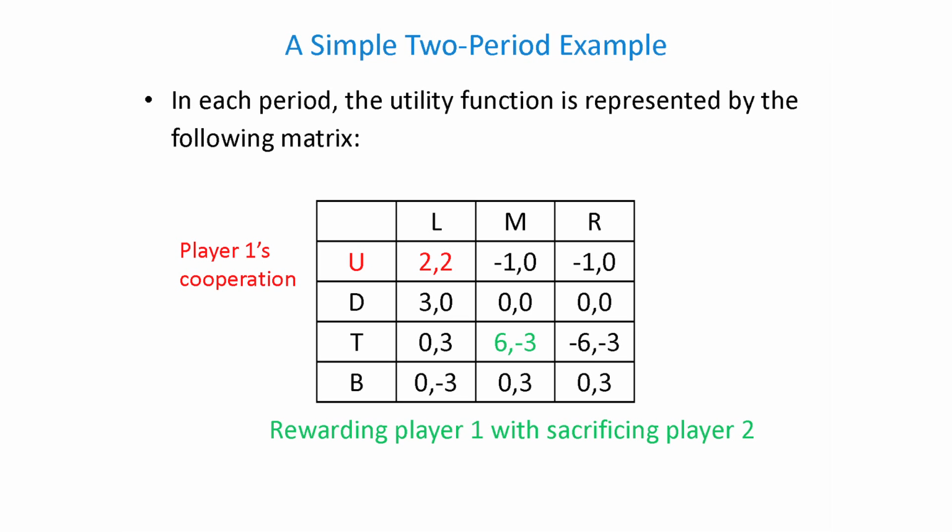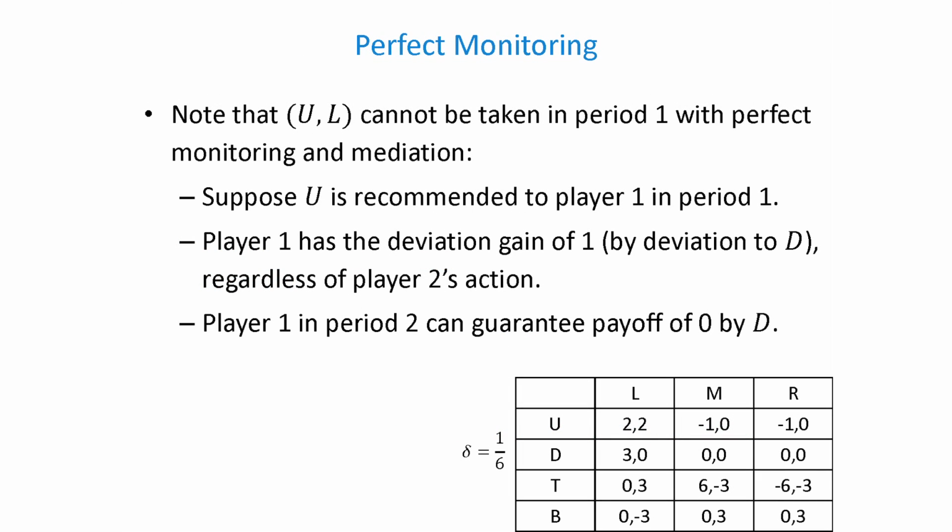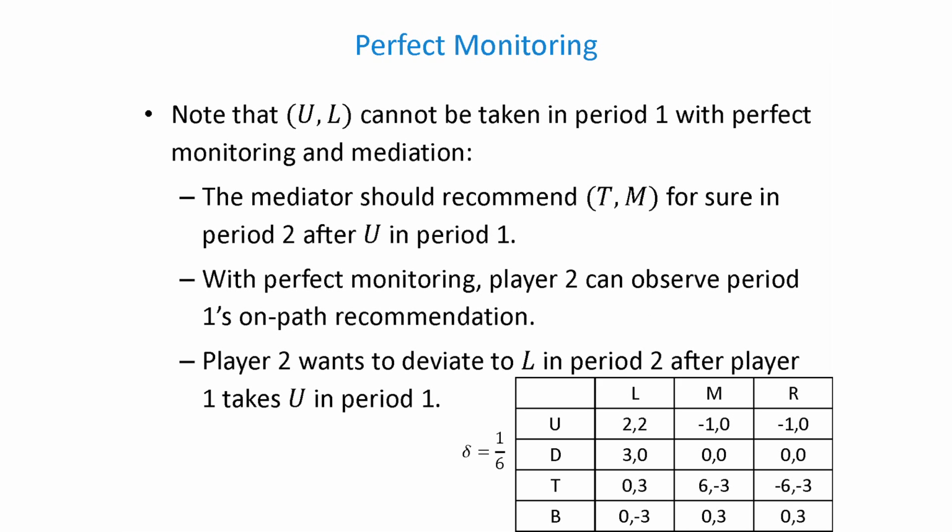Okay, so let's see how it works. Here's a fairly straightforward explanation of why UL cannot be taken in period 1 with perfect monitoring and the mediation. Suppose U is recommended to player 1 in period 1, then one can deviate to D and get 1 and ensure a payoff of 0 by taking D in period 2. So that such a thing is not a profitable deviation given this very low discount factor, we need to go to TM, this 6 minus 3, after player 1 taking U. But with perfect monitoring, player 2 can observe period 1's on-path recommendation, so player 2 wants to deviate after observing U. So that cannot be an equilibrium. Okay? And then here is a private monitoring example.